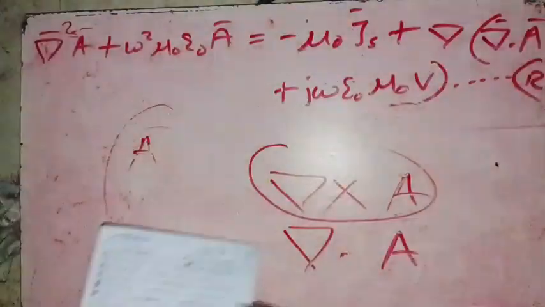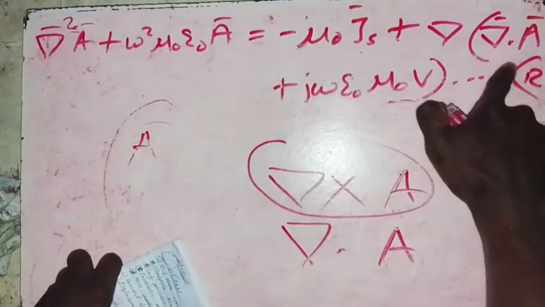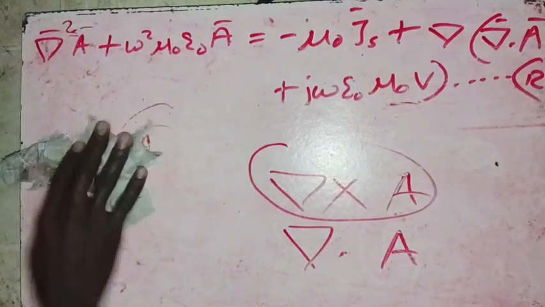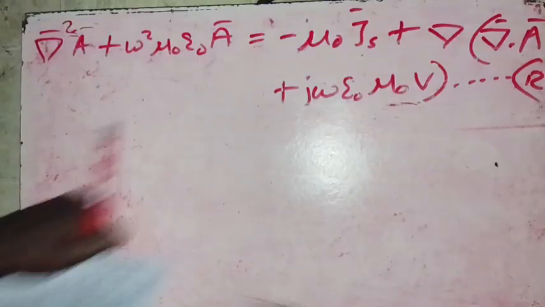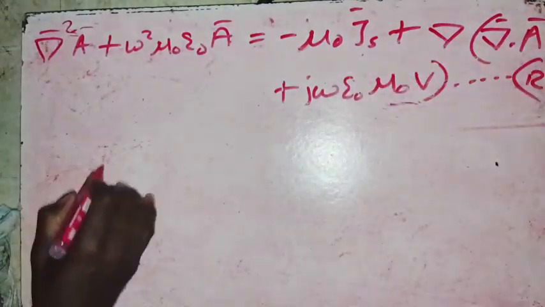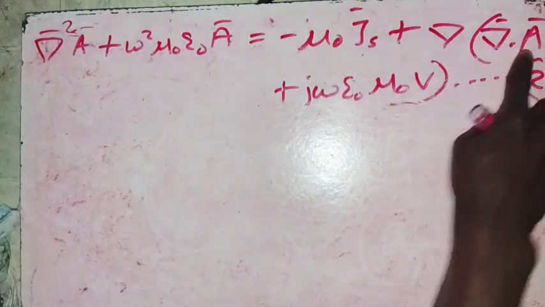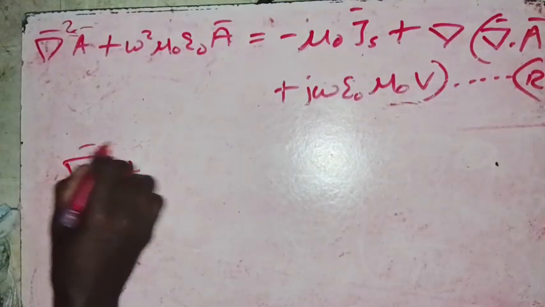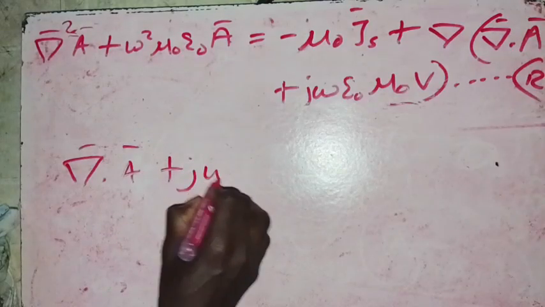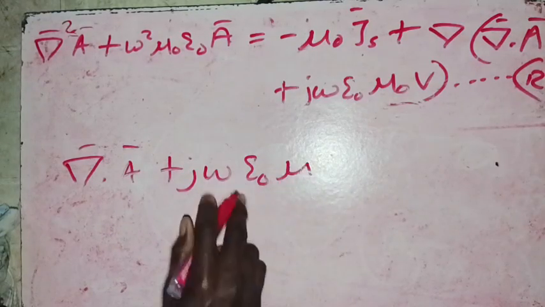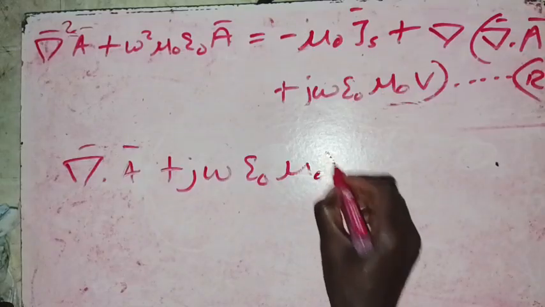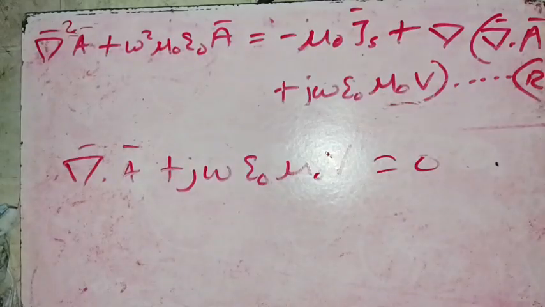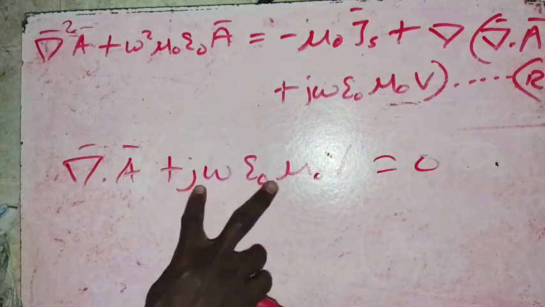But if you look at equation 12, you can see the divergence of A right here. So you can single that one out. Just bring everything here out. So you have divergence of A plus j omega epsilon naught mu naught V. Now we've brought all this out and set them equal to zero. So we can now say, of course, move this to the other side.